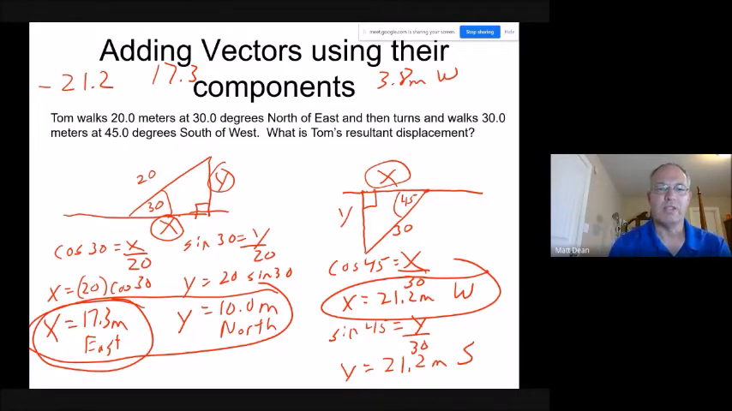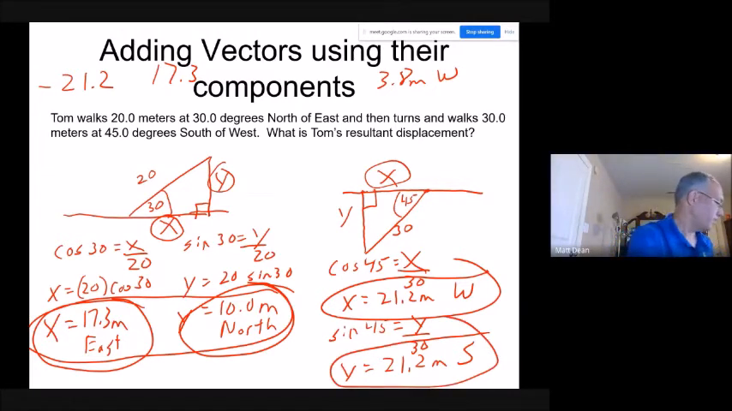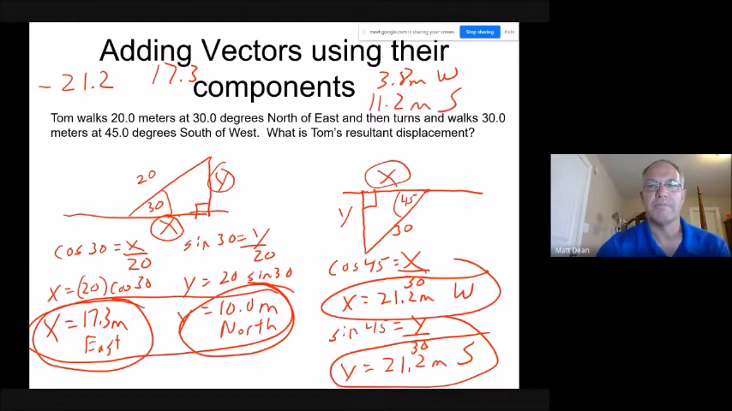All right, now we need to do the same thing with our vertical component. So we've got 10 north and 21.2 south. So we're going to combine those. Remember, south in this case is negative. So essentially we're combining negative 21.2 and positive 10. So we end up with a negative 11.2, or 11.2 meters south.